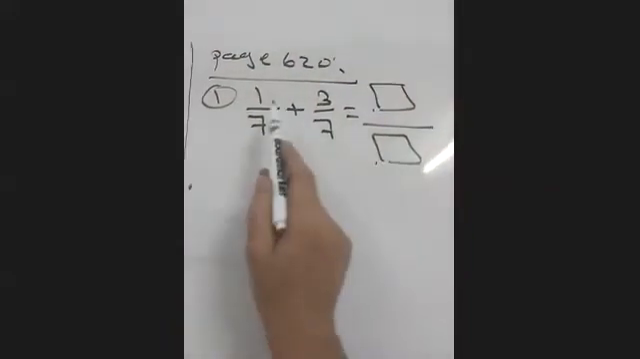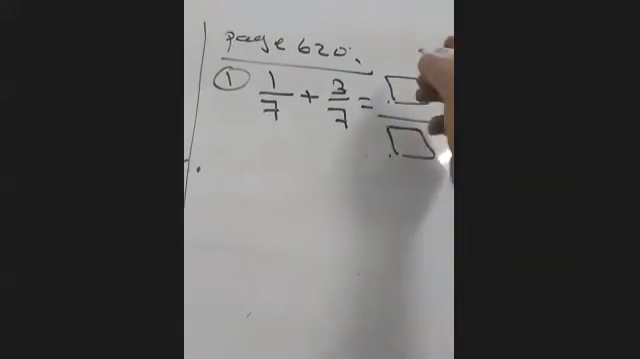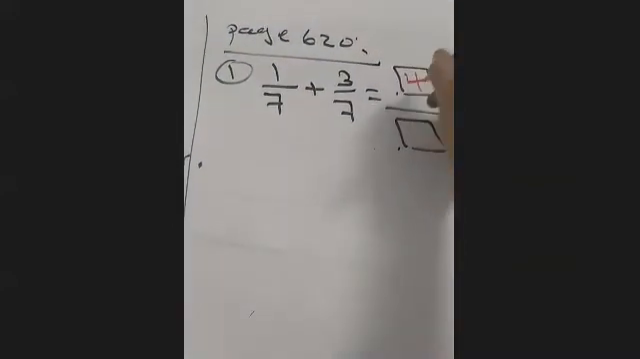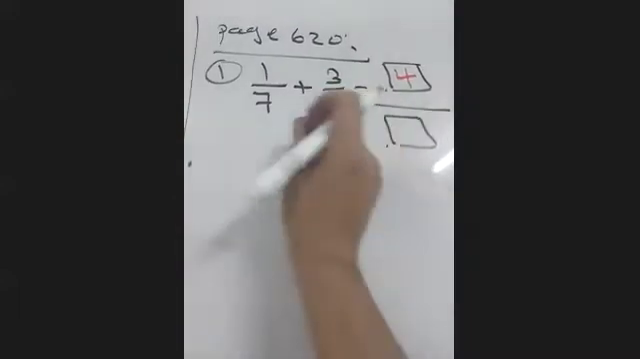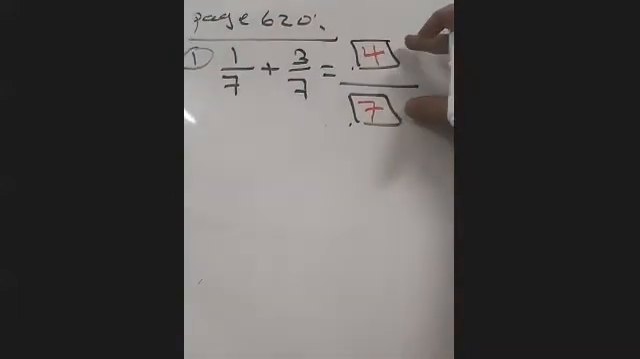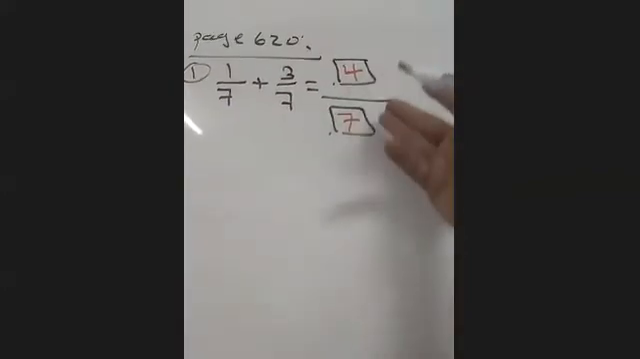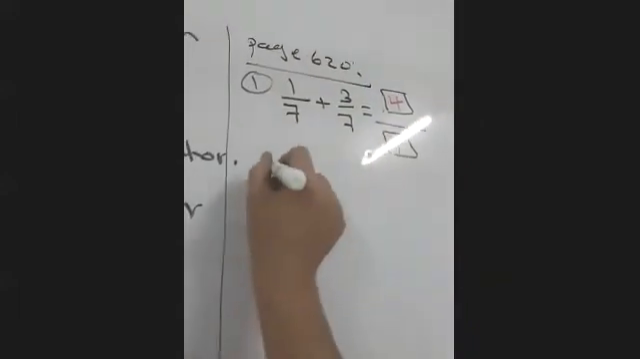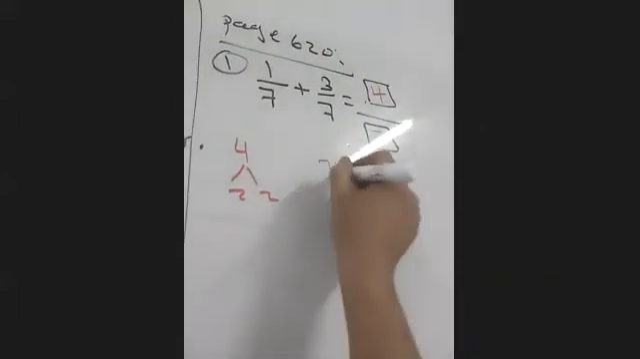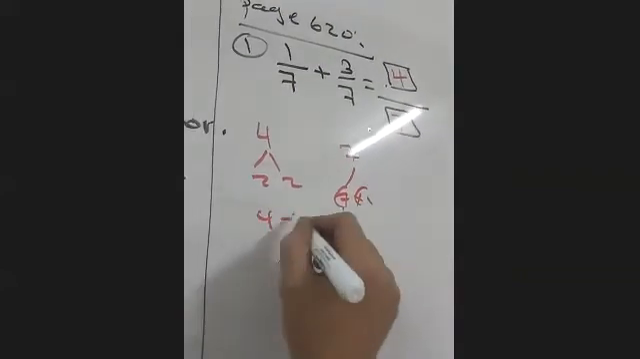How we add like fractions? We add up, 1 plus 3, 4. Down, we don't add. We take one of them, 7. This is the answer, 4 over 7. Now, let's make simplest form of 4 and 7 quickly. The 4 is 2 by 2. The 7 is 7 by 1. So the 4 equals 2 by 2.